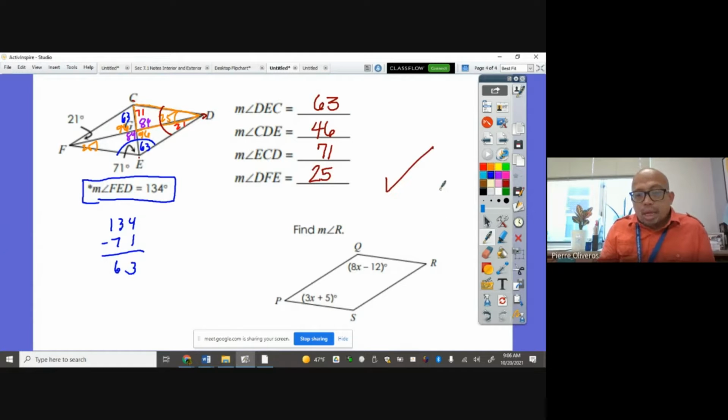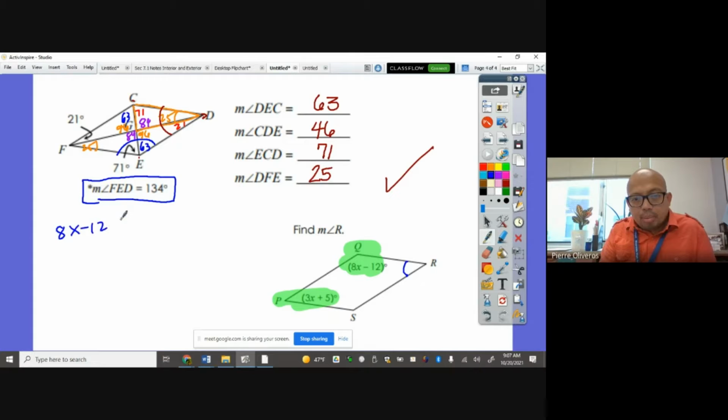Kaboom. And last one here, find the measurement of angle R. What do we know about angle R here? Okay, we're looking for angle R, but let's try to understand what we know based on the given. What do we know about these two here? They are consecutive, so when you add them all up, it's equal to 180. That gives you 8x minus 12 plus 3x plus 5 is equal to 180. Combine the like terms. I have 8x plus 3x, which is 11x. Negative 12 plus 5 is negative 7, equals 180.